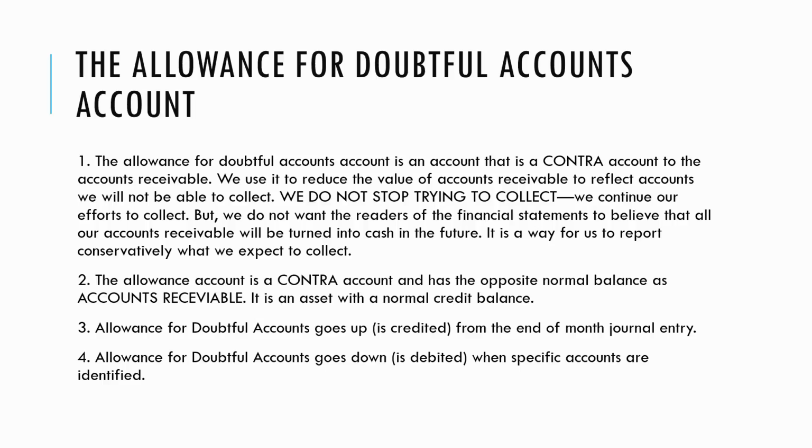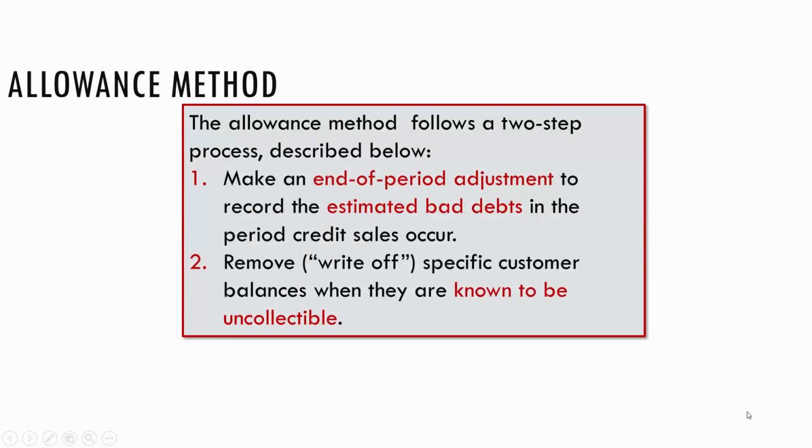It goes away as specific accounts are identified, and it is debited when you remove the balances from the accounts as you identify customers that haven't paid. So there's two steps to it. You make this estimation of bad debt expense related to this month's credit sales, and then there's a delay at which point you determine that certain amounts of those sales will be uncollectible.